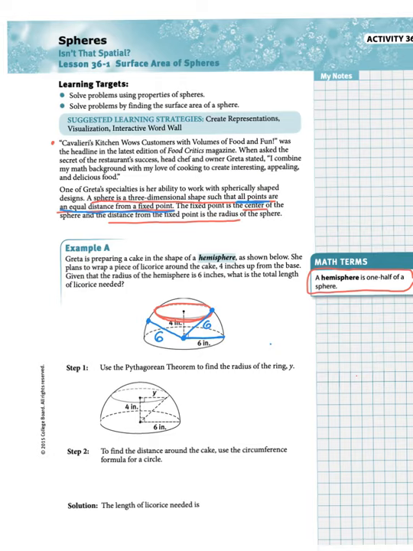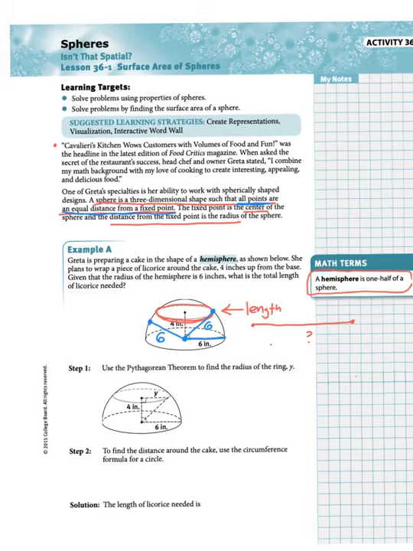So our goal is to figure out the length of this piece of licorice that's going to wrap around the hemisphere 4 inches above the bottom. We need to basically take that piece of licorice and spread it out straight and figure out what that length is. So how could we go about doing this?